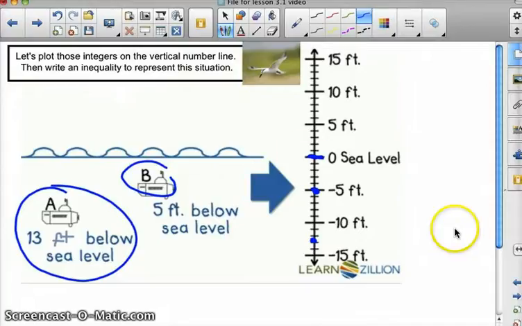Okay, so here's sea level. If you look up here, we have a bird, and if that bird was at 15 feet, okay, that's +15. You don't need to write the positive sign. If there's no sign, it automatically means it's a positive number.